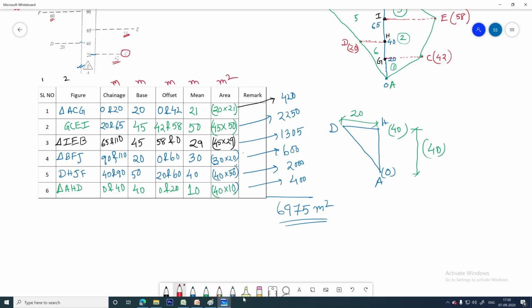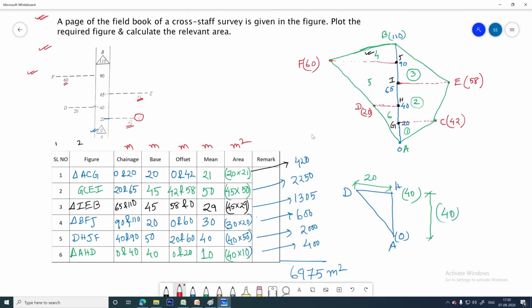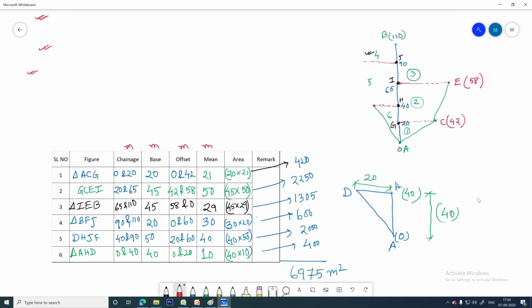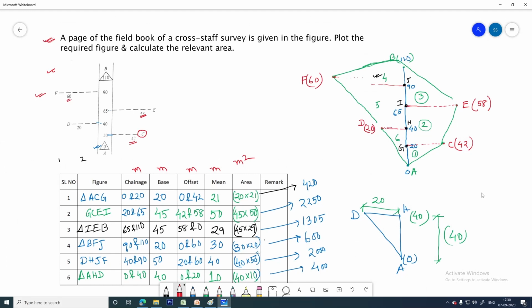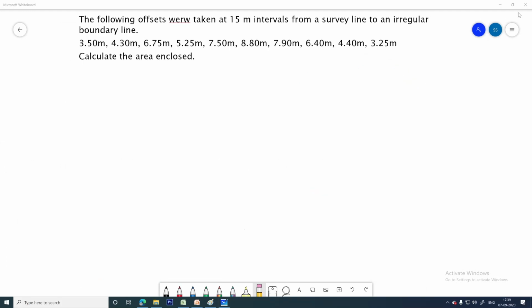This is in meter square. Okay, others are in meter. So this is the total area, that is 6975 meter square, that is given in the question. So in this way you can solve this type of problem. So let us solve this problem.